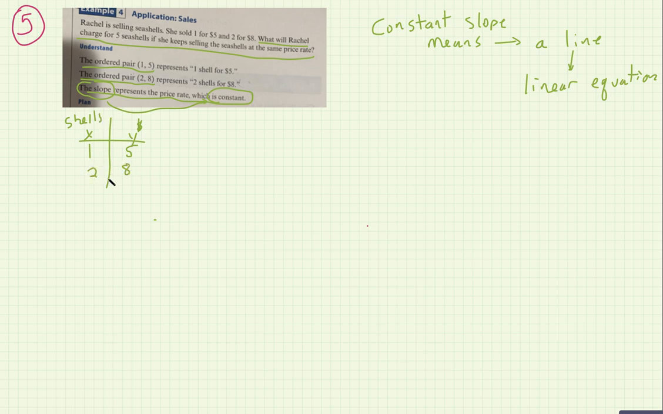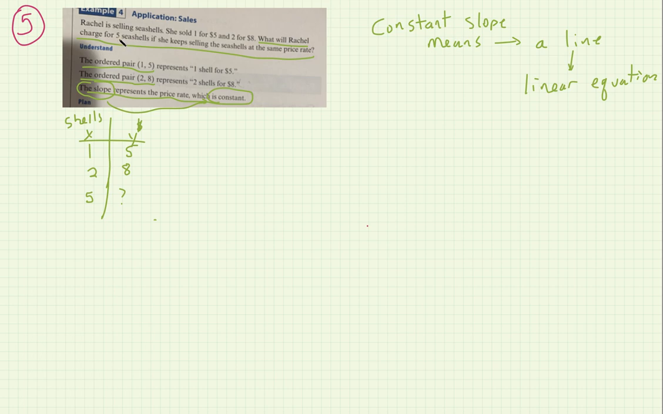And we know that 2 sells for 8. And the question kind of is, how many sell for 5? Or how much money do we sell 5 shells for? So let's go ahead and write the equation of the line. And once we write the equation of the line, we can answer this question.